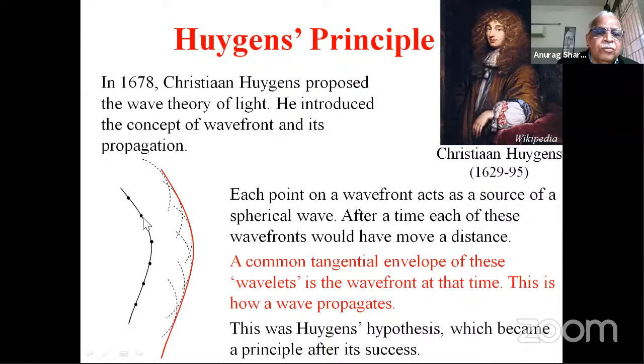And after a certain time, all of them will reach a certain point by the velocity of light, and a common tangent to all these will represent the wavefront after that time. These are known as secondary wavelets. This is the primary wave. This is known as the secondary wavelet. If this is a spherical point source, this will be a spherical wavefront. But when you make a common tangent, then this will touch this wavefront at one point, and that becomes the common tangent. This was the Huygens hypothesis, and it became a principle after his success, because it could explain refraction, it could explain rectilinear propagation, and many other things. And so it became Huygens' principle.